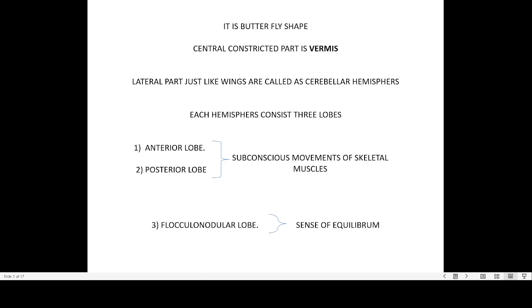The anterior and posterior lobes are mainly related to the subconscious movements of skeletal muscles; they are the centers for those movements. The flocculonodular lobe is mainly related to the sense of equilibrium. To make it very clear: the anterior and posterior lobes handle subconscious movements of skeletal muscles, and the flocculonodular lobe handles the sense of equilibrium.